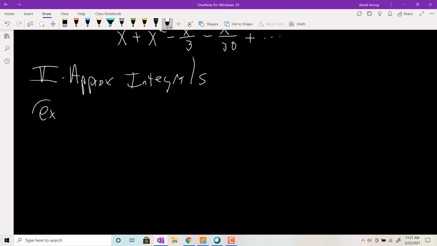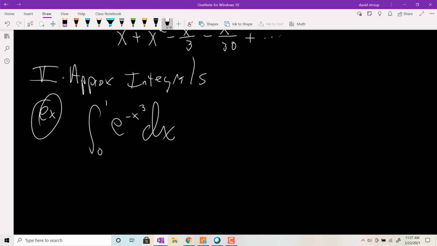So for example here, the integral of e to the negative x cubed from 0 to 1. There's no way you're going to be able to do this just using u-subs or anything like that. It won't work. We know how to do approximations, but let's do it using the Maclaurin power series.